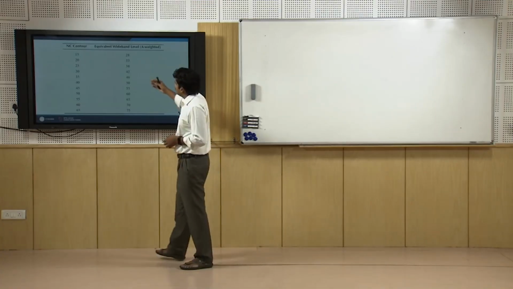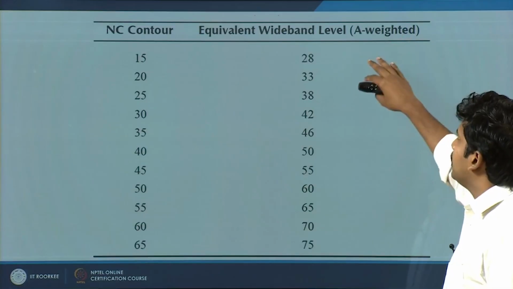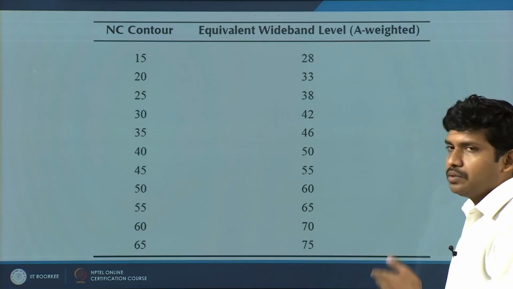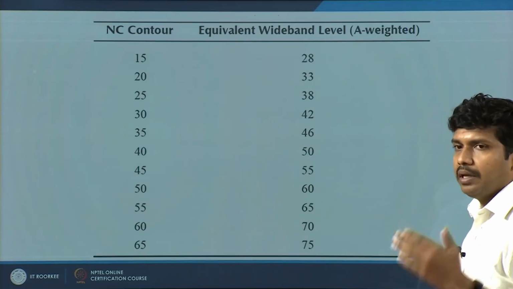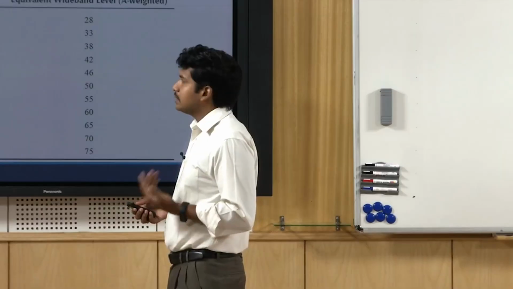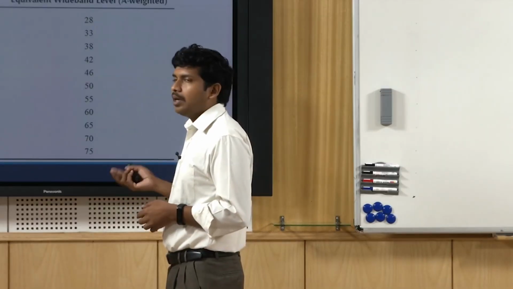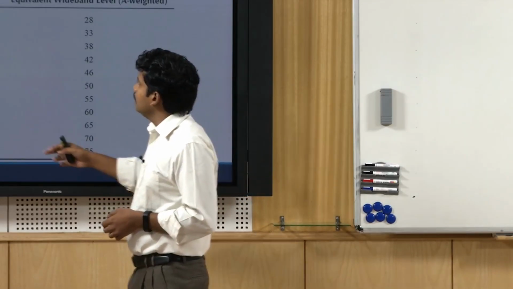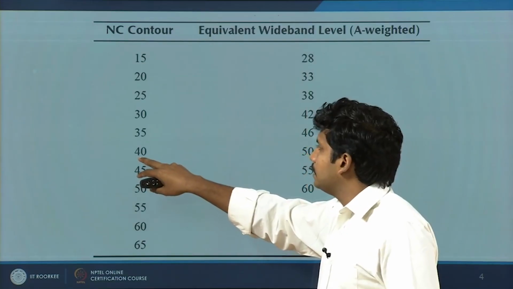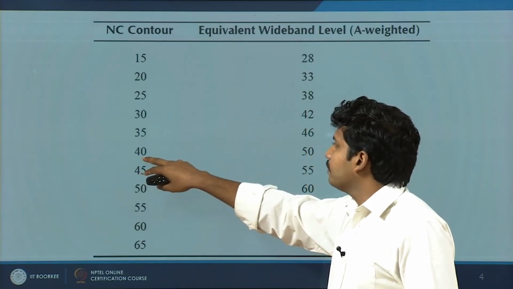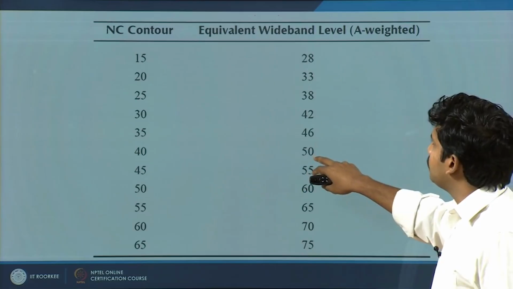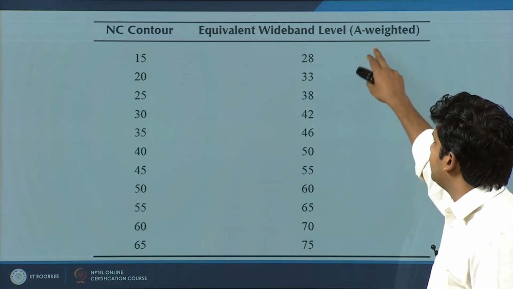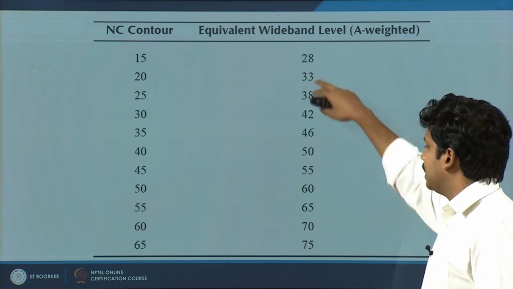As we know, sound pressure level is also easy to express in terms of A weighted. A weighted also means that you are weighing it to the human ear's capability of hearing. These two can be compared. For example, take a noise criteria contour of 40. This would be more or less equal to an equivalent A weighted sound pressure level of 50. So there is a relation.